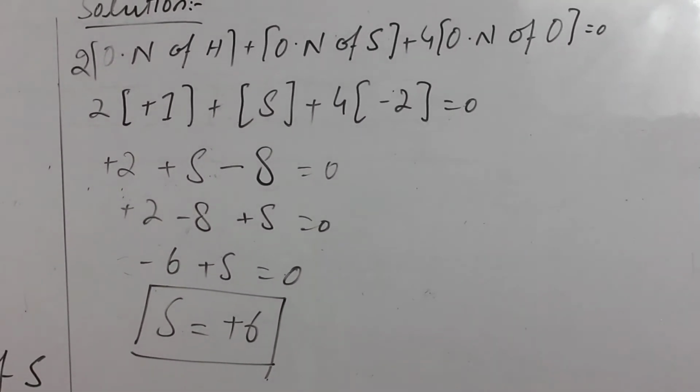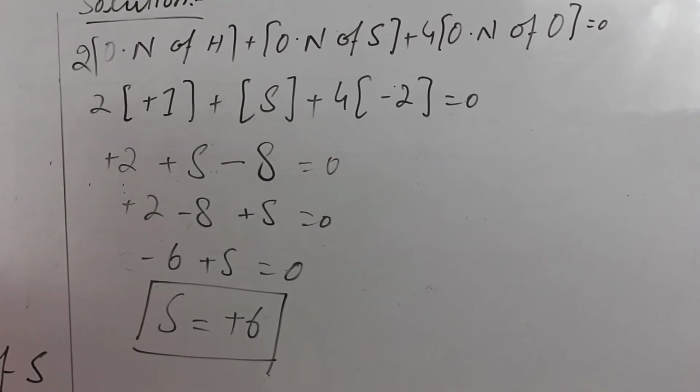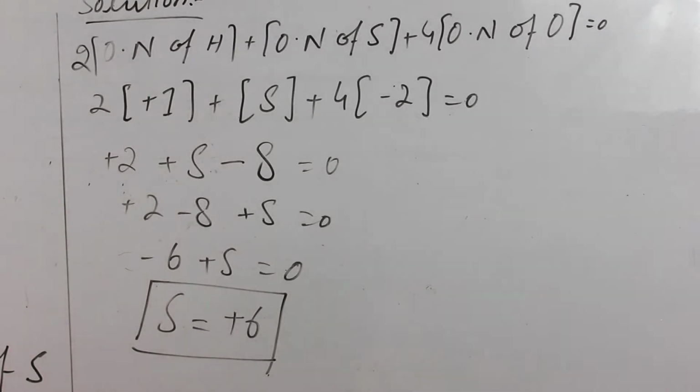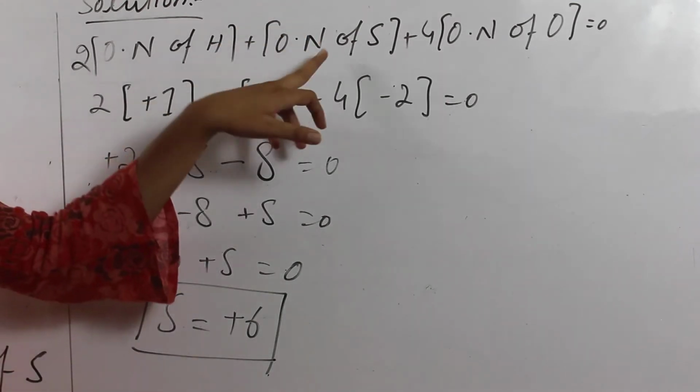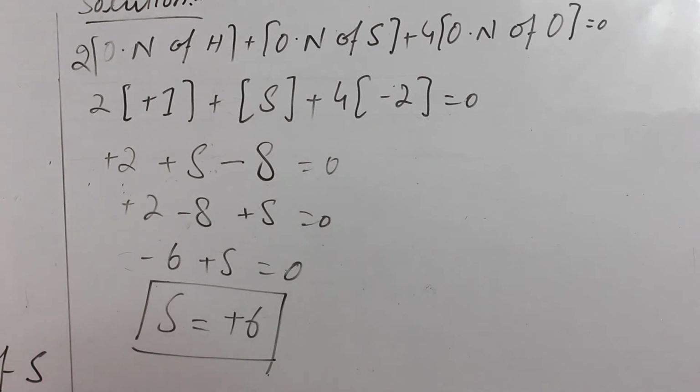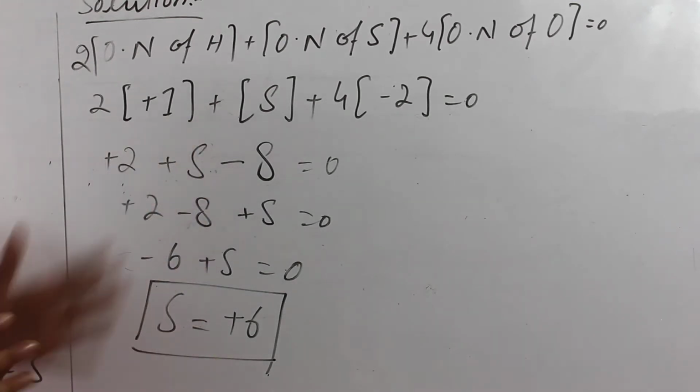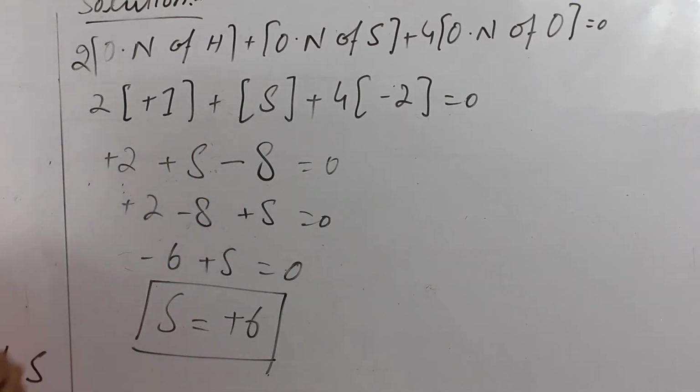In this numerical we take a neutral compound, that is sulfuric acid. In sulfuric acid, 2 atoms of hydrogen are present and 4 atoms of oxygen are present. We want to calculate the oxidation number of sulfur, adding the oxidation numbers of hydrogen and oxygen, and we calculate the oxidation number of sulfur, that is +6.